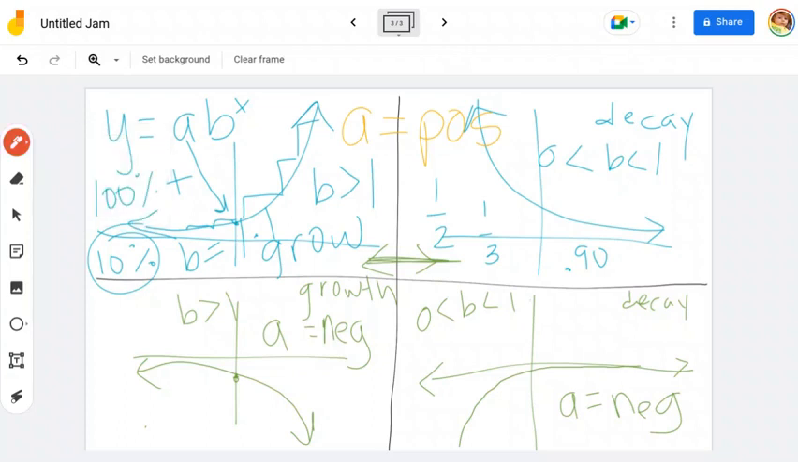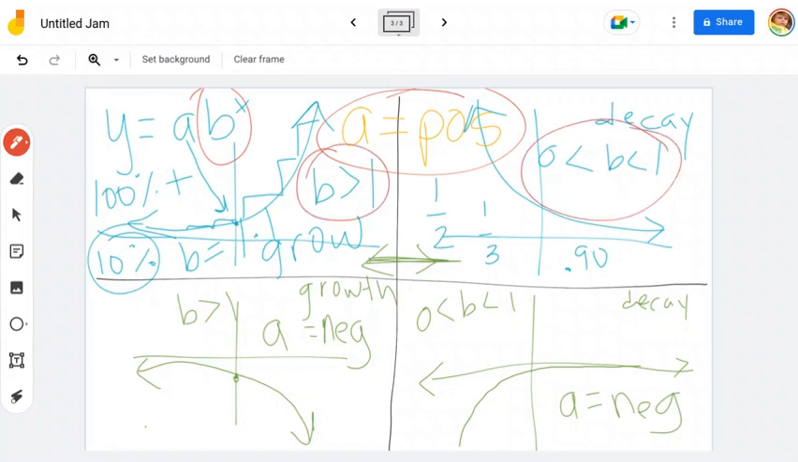In the top, the y-intercept is positive. For growth, if B is bigger than 1, it's growing. If B is a decimal or a fraction, it's decaying.